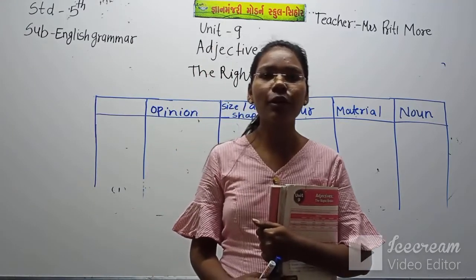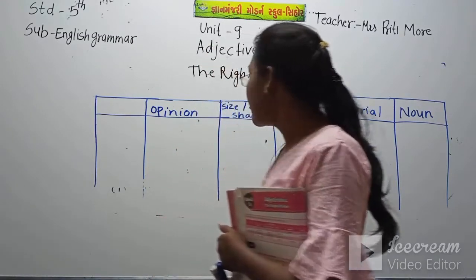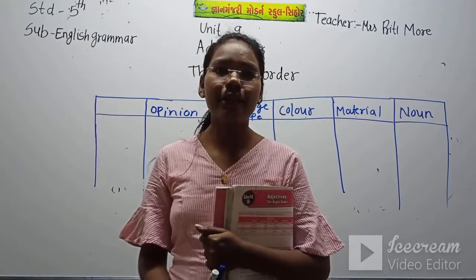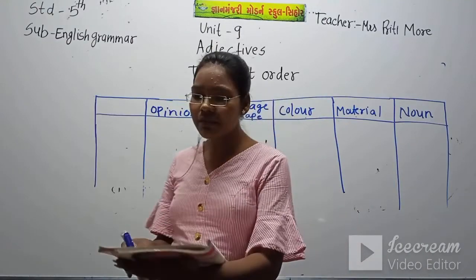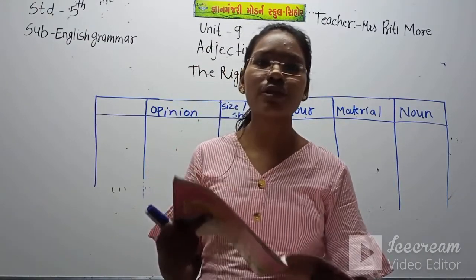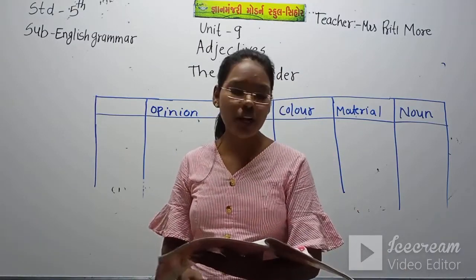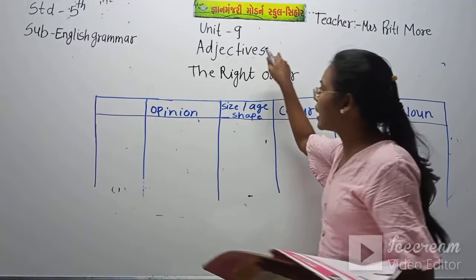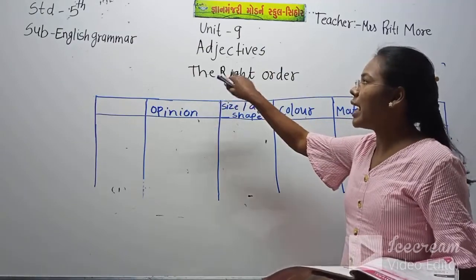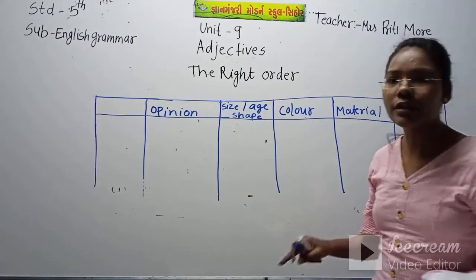Last video we completed Unit 8, Adjective and its types. Even the exercises given in that unit are completed. Today we are going to start Unit 9, Adjective: how to put the adjectives in the right order.